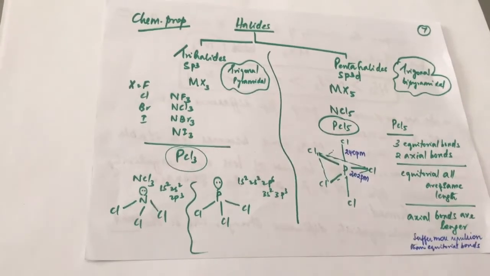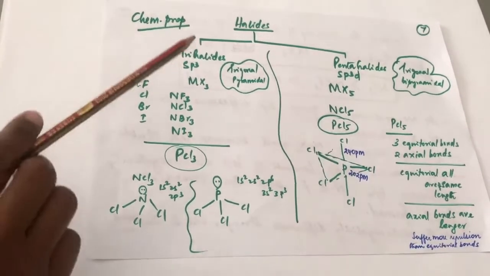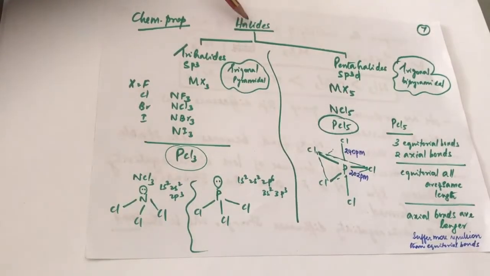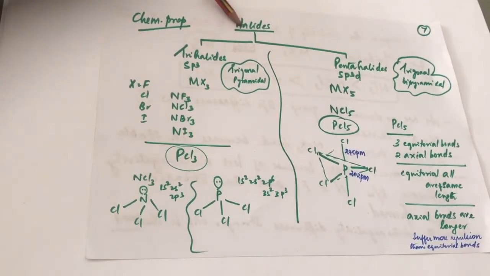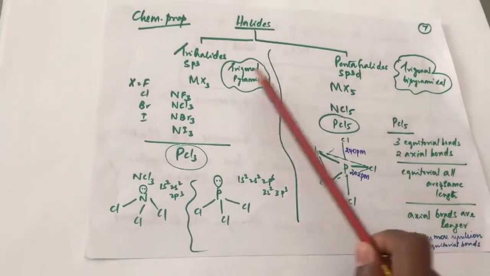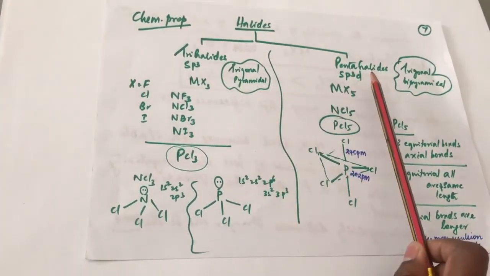Okay. Now we pass on to the halides. Nitrogen halides and phosphorus chlorides, like phosphorus pentachloride. Let's see. You can see that there are two types of halides formed for the nitrogen family. So what are the types? They are trihalides and pentahalides.